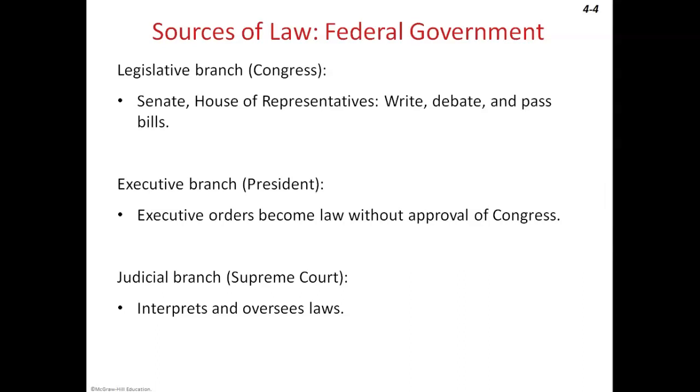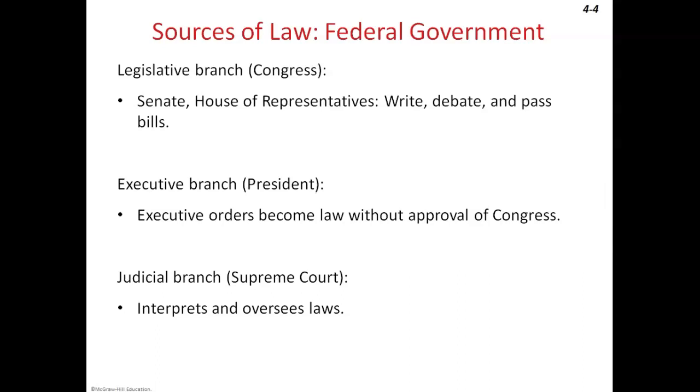The primary duty of Congress is to write, debate, and pass bills, which are then passed on to the President for approval. Other powers of Congress include making laws controlling trade between states and between the United States and other countries, making laws about taxes and borrowing money, approving the printing of money, and declaring war on other countries.